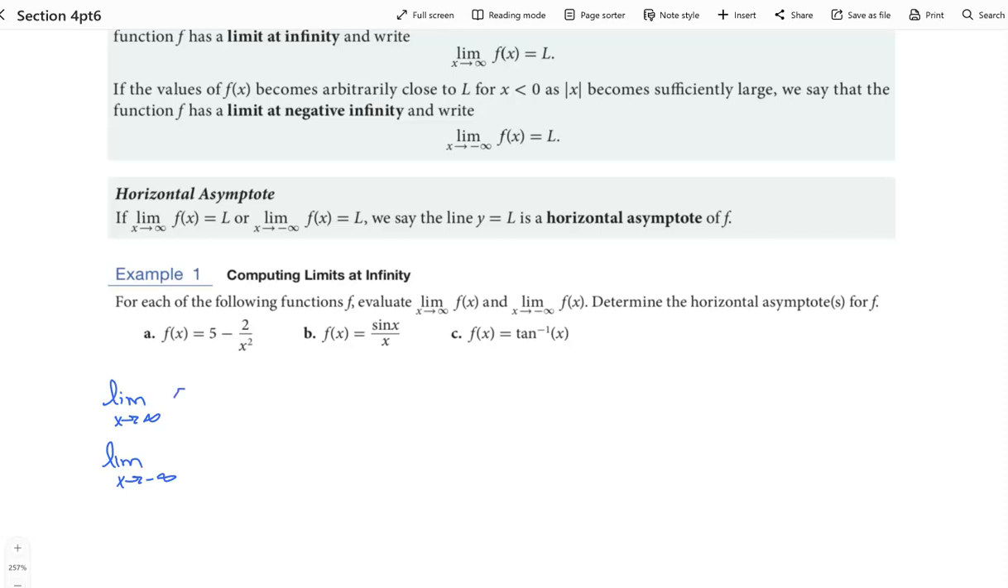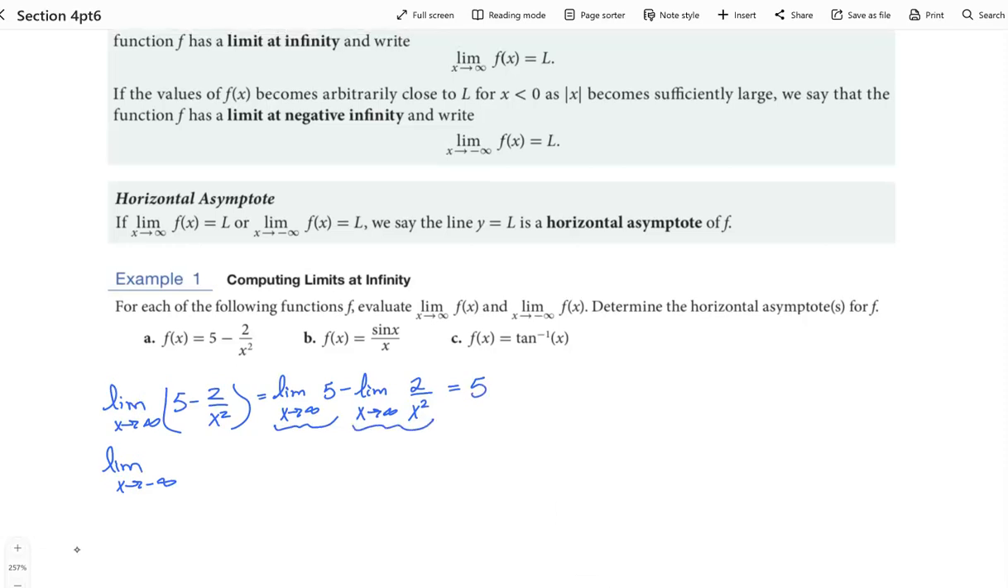So we're going to have 5 minus 2 over x squared. We're going to use some limit properties here. We know that the limit of the difference is the difference of the limits, so I could rewrite it this way. And I'm going to think about what happens as x gets really large. Now, this one is the limit of a constant, so we know that's going to 5. The question is what's happening here.